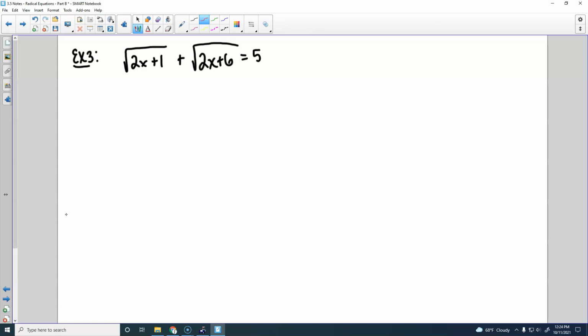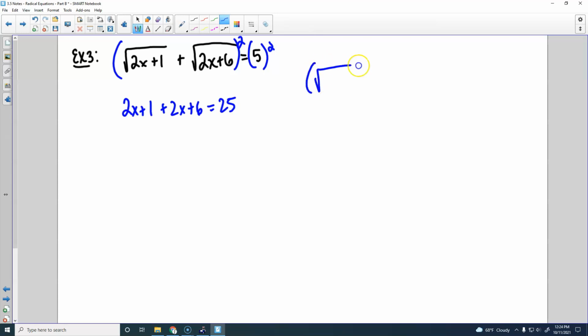Okay, so for this problem, I'm going to do it wrong here for a second, so don't do what I'm about to do. This is what most students do wrong. They do 2x plus 1 plus 2x plus 6 equals 25. It would be nice if we could do it that way, but we cannot, because if you do it this way, you've got to do the square root of 2x plus 1 plus the square root of 2x plus 6 times the square root of 2x plus 1 plus the square root of 2x plus 6.